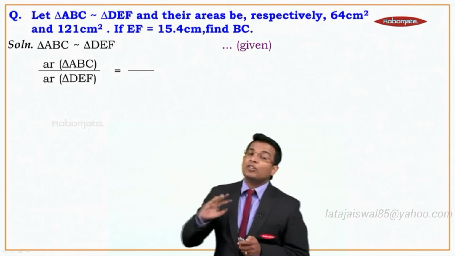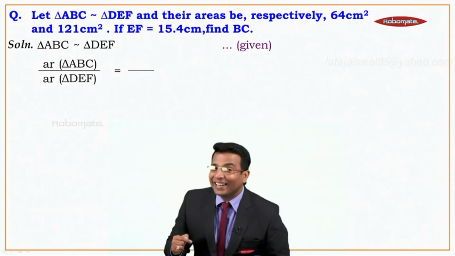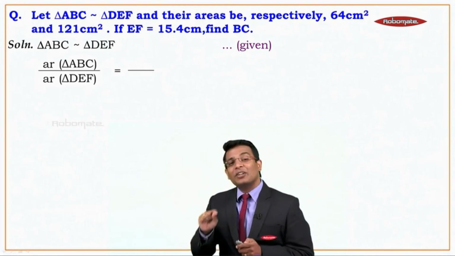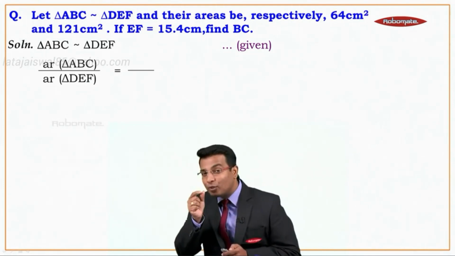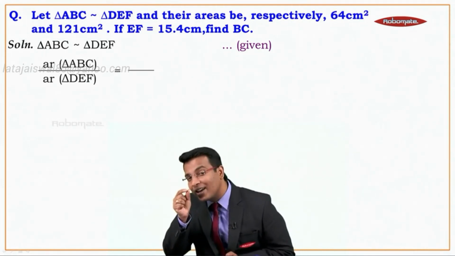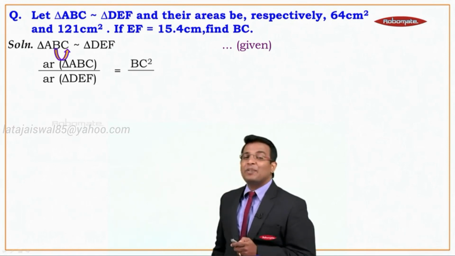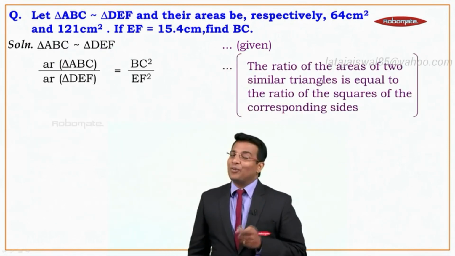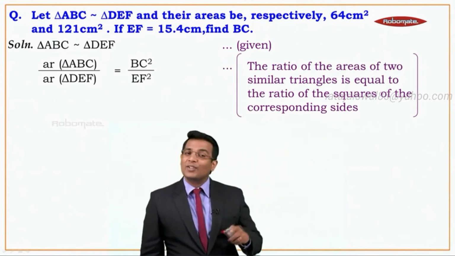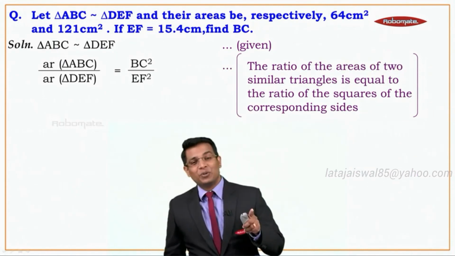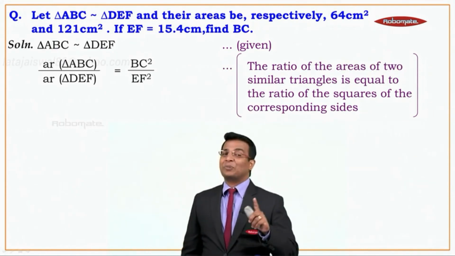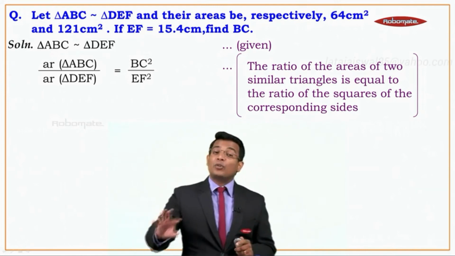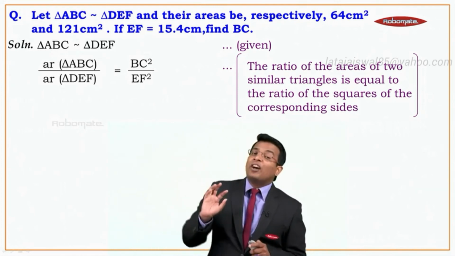Now we have three pairs of corresponding sides. Which one to select here? Remember, here we are finding BC. So for BC, which is the corresponding side? EF. So we should take BC square upon EF square. This is very important. And we know the reason: the ratio of the areas of two similar triangles is equal to the ratio of the squares of their corresponding sides. Now it's going to be very easy. We just need to substitute the values.